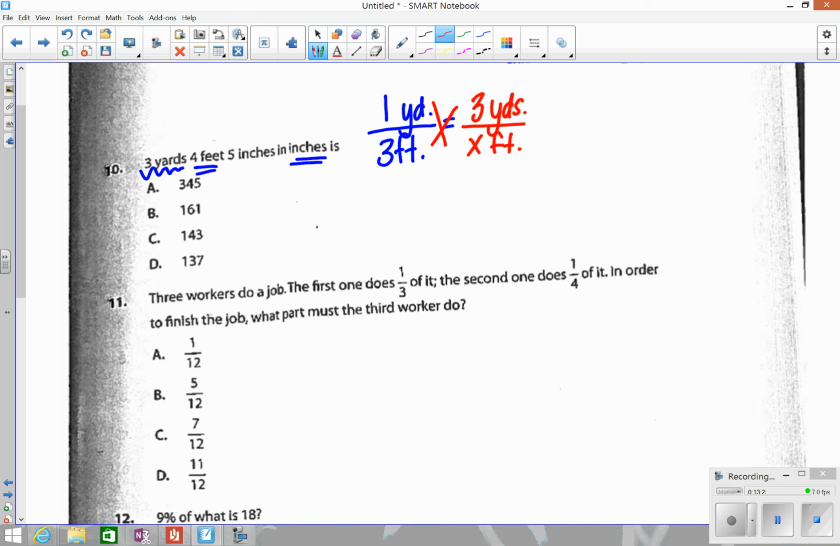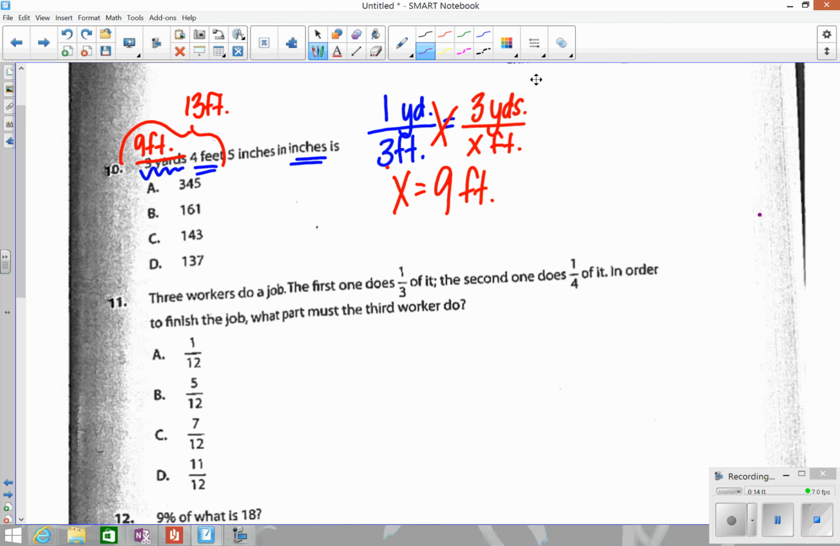So then from here I can cross multiply, so I get x equals 3 times 3 is 9. And my units on this are going to be whatever I'm solving for. So in this case I was solving for x, so my units are going to be feet. So that means instead of saying 3 yards, I could really say 9 feet. So total, 9 feet and 4 feet gives me 13 feet. So the next thing I want to do is I want to get this all over to inches, because if I know what 13 feet is in inches, then I can just add the 5 inches to it, and then I'll know my total inches.